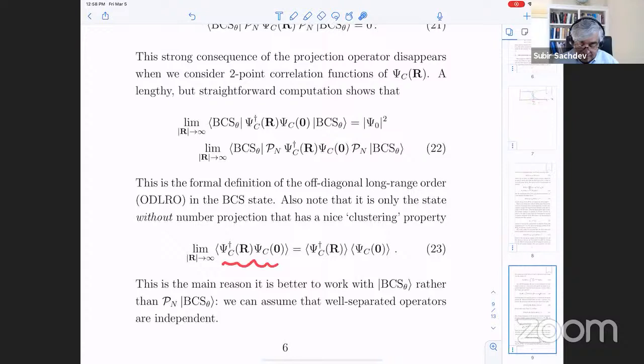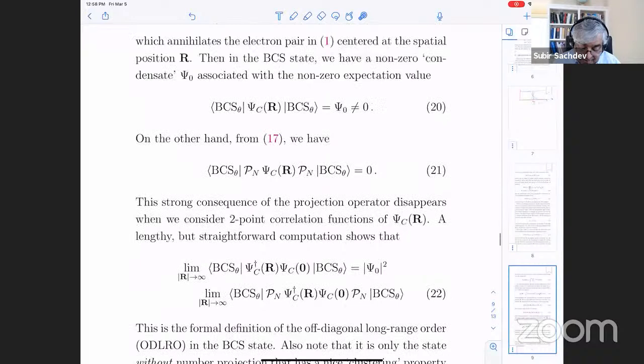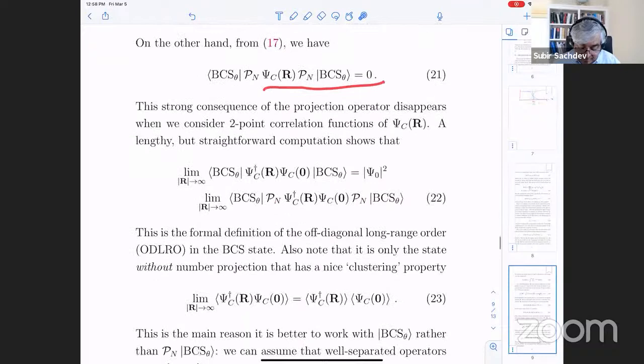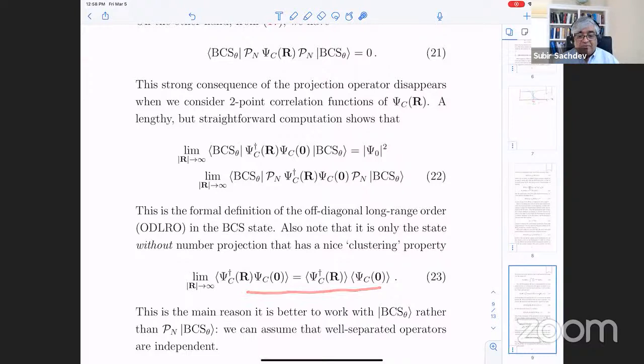This is one of the defining properties of quantum field theory and should be the property even of electrons with not too long range interactions. However, what we see now is that this projected wave function, this wave function Pn, does not have a clustering property because the 1 point expectation value is zero, but the 2 point correlation function is not zero. So it does not factorize. So this is not true for the projected wave function, but it is true for the BCS wave function.